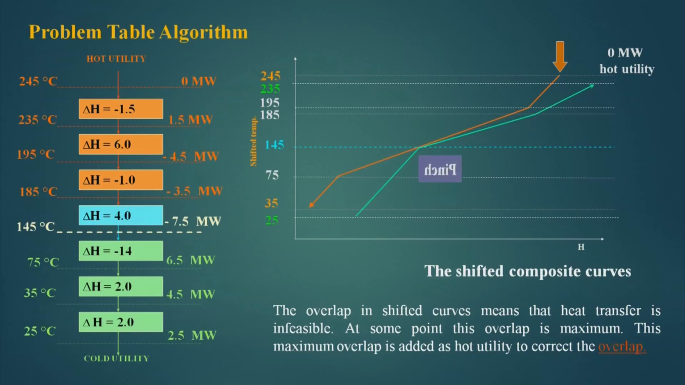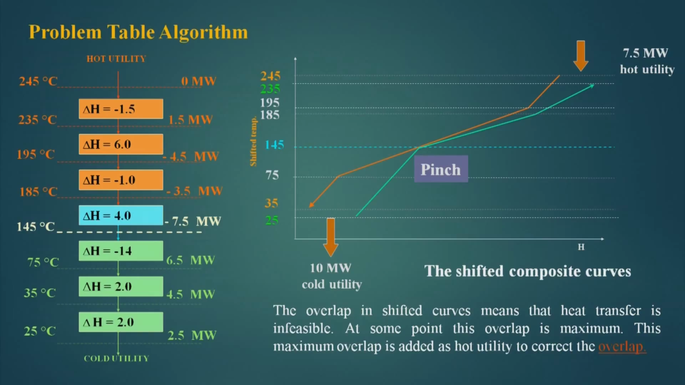So, we shift it so that it touches the hot composite curve at the pinch point. As the temperatures are shifted at this pinch point, the delta T minimum is equal to the delta T minimum, it is not 0, because the hot composite curve has been shifted downwards by delta T minimum by 2 and the cold composite curve has been shifted upward by delta T minimum by 2.